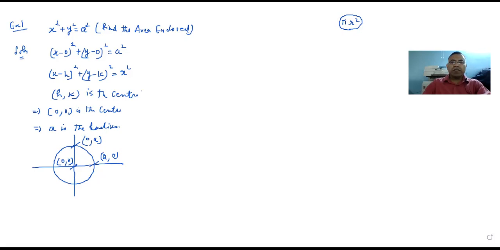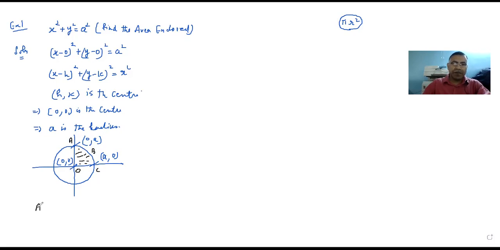So I know that the circle is symmetrical about all the axes. So what I will do, I will first find out the area of this, and then I will multiply this area by 4. That means A, B, C, O. So I will find out the area of this region and I will multiply it by 4.